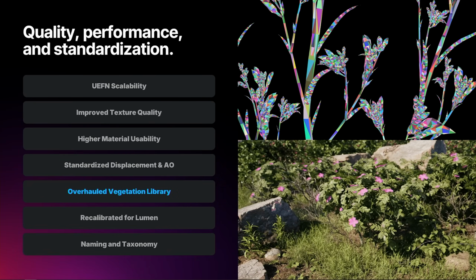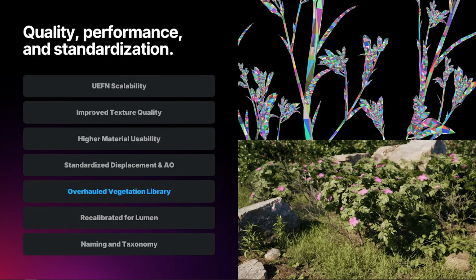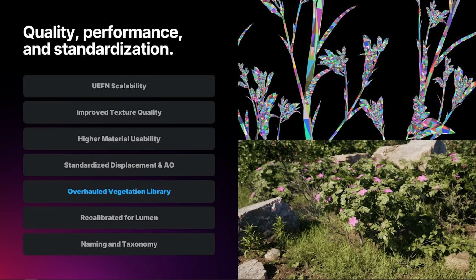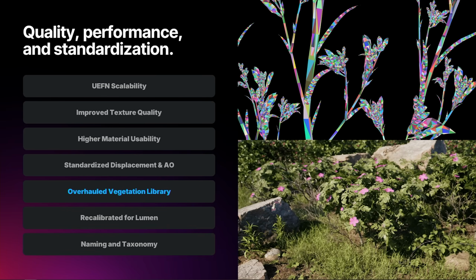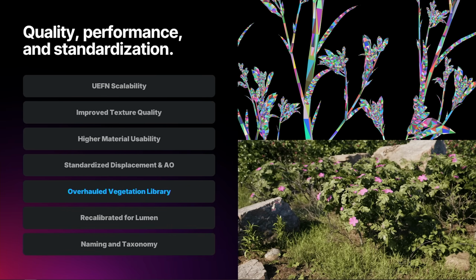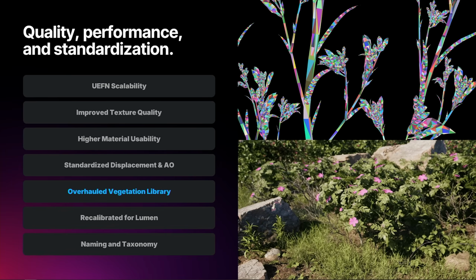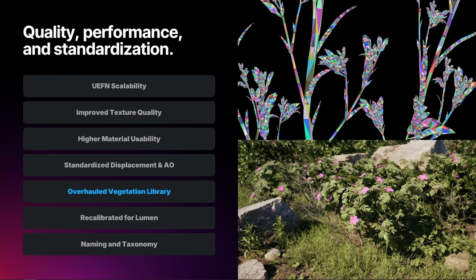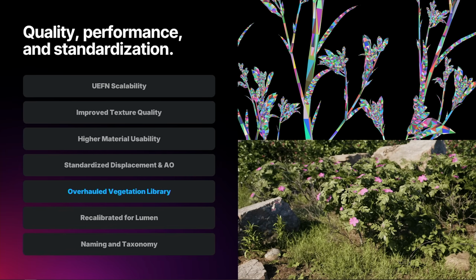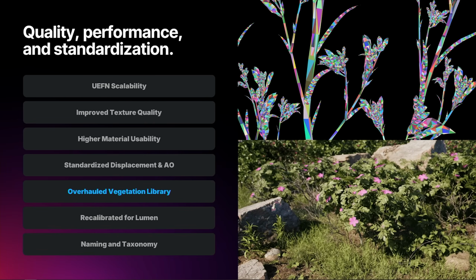Our team has also completely overhauled the vegetation library for Fab. We now have a Nanite optimized version using high detailed geometry instead of opacity mapped cards to improve efficiency and reduce overdraw when using Nanite. We have overhauled the wind response, vertex color system, shaders, and so much more.